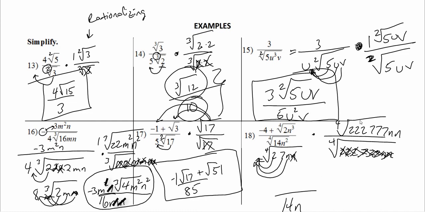Up top, this gets distributed to the 4 and distributed to that there. Okay, so negative 4 is going to stay there, times the 4th root of what? 2 times 2 times 2 is 8. Holy cow, this is a big number. 2 times 2 times 2 is 8, times 7. Just use your calculator to calculate it. But 2 times 2 times 2 is 8. 7 times 7 times 7 is 343.